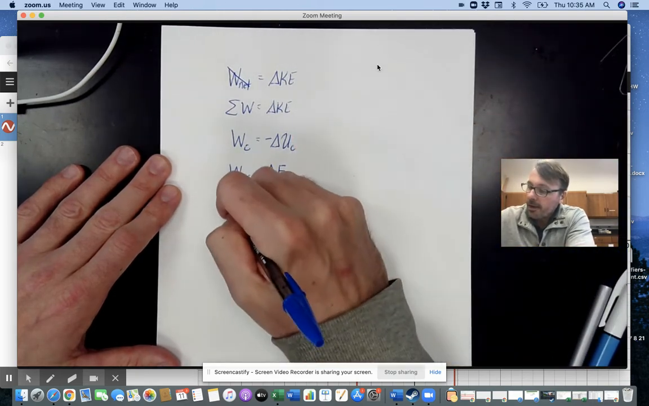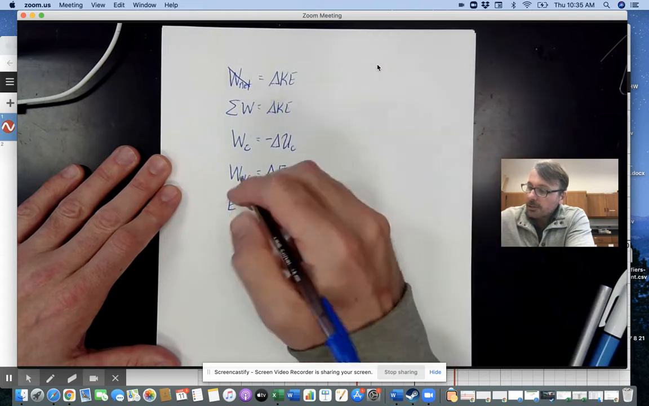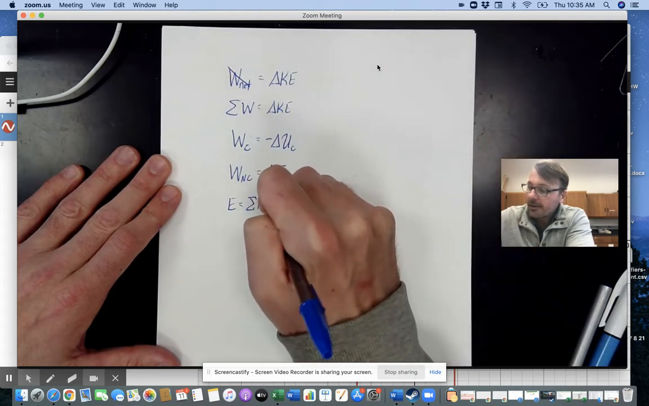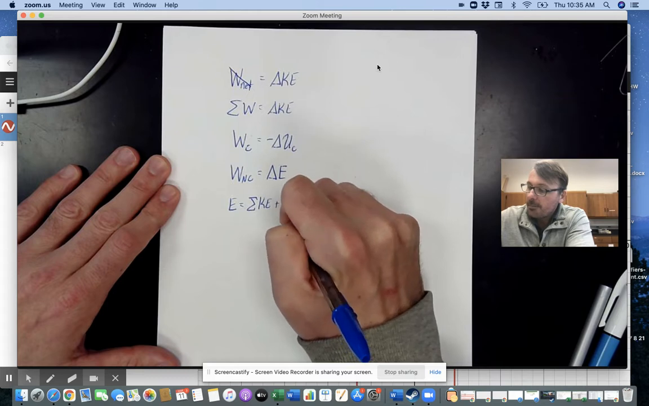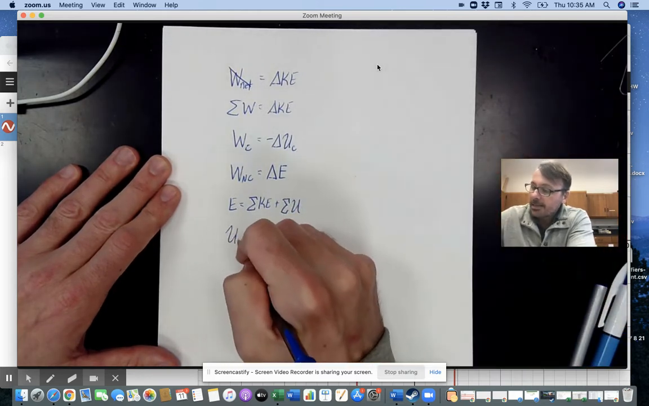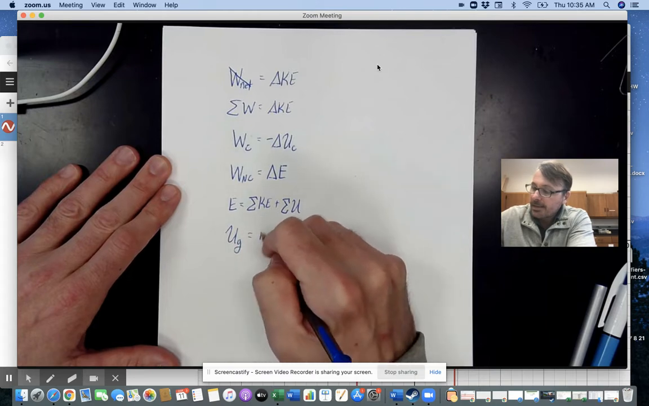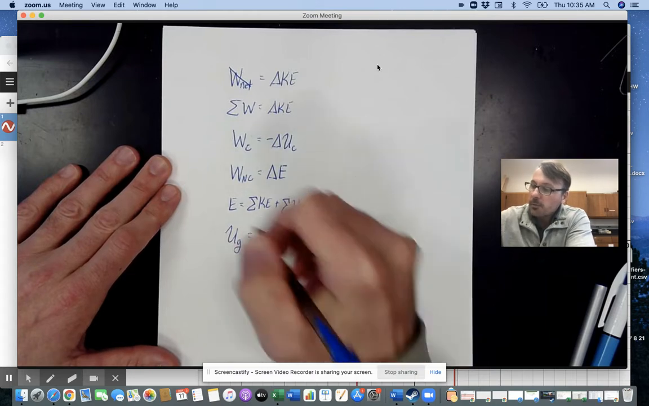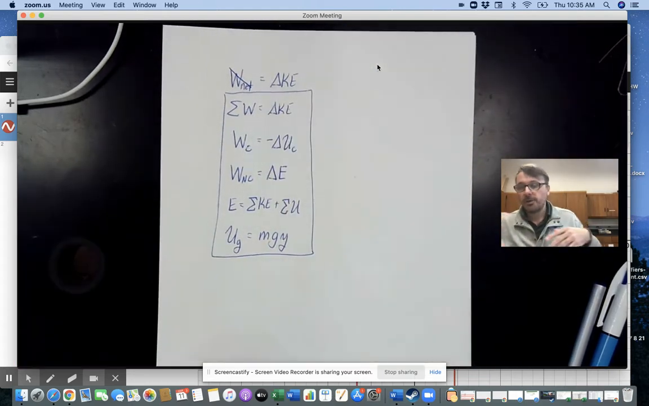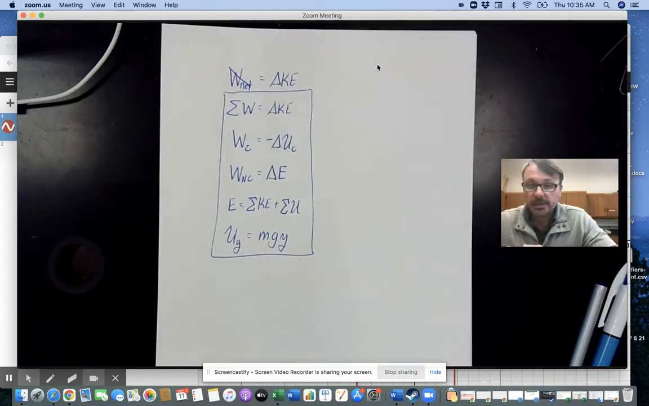And along those lines, we know that the total mechanical energy of a system is just the sum of the kinetic energies plus the sum of the potential energies, okay? And the last thing that we said is that the potential energy due to gravity is mgy, right? So how do we use these equations? We're going to add some more potential energies as we go along, but this is fine for now.